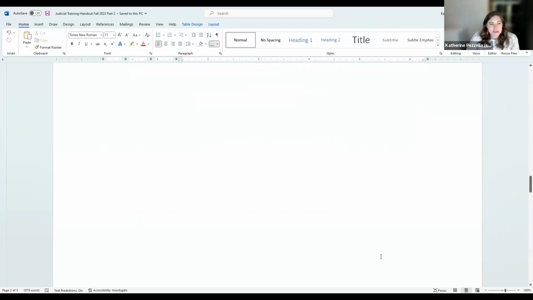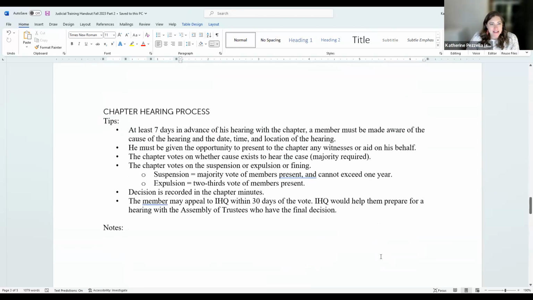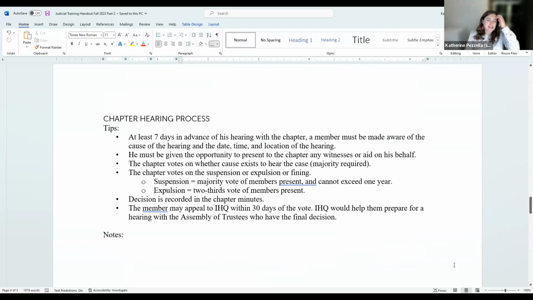So I'm going to kind of scroll to the next part of our handout here and just give you a minute to read this, and ask you just kind of make note, like, what do you notice about this versus what we just talked about with judicial board hearings? What's different in the chapter hearing process? So I'll just give you a couple minutes to read that to yourself and think about like what makes a chapter hearing different.